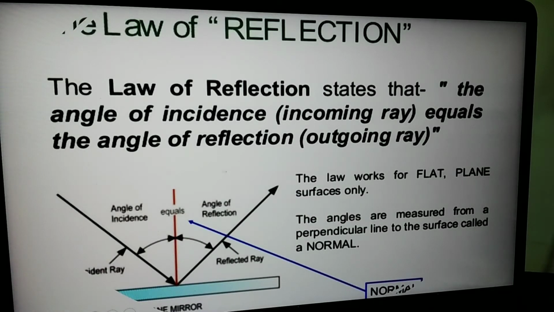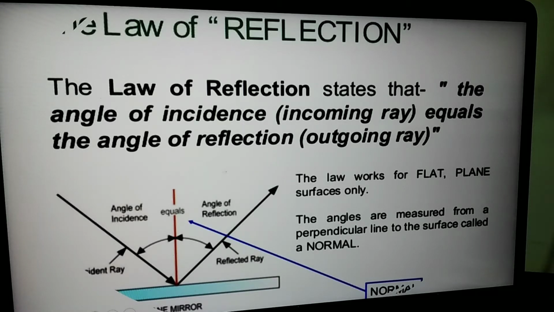Now coming to the laws of reflection. The law of reflection states that the angle of incidence is equal to the angle of reflection, that is, angle i is equal to angle r. The law works for flat plane surfaces only. The angles are measured from the perpendicular line to the surface called the normal.